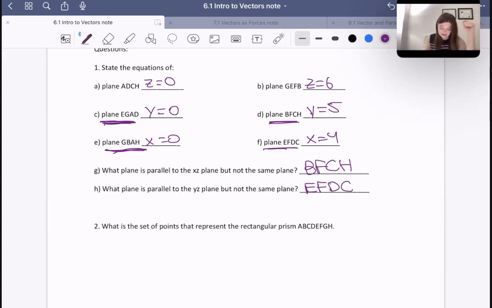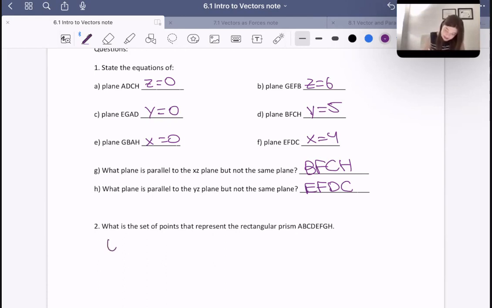And then number 2 kind of asks us a bit of a bigger question. It asks us, well, what set of points represent the rectangular prism A, B, C, D, E, F, G, H? So let's remind ourselves. Well, the thing is, we have different planes here that represent it, right? We have Z equals 0. It goes from Z equals 0 to Z equals 6, right? So that's one of them.